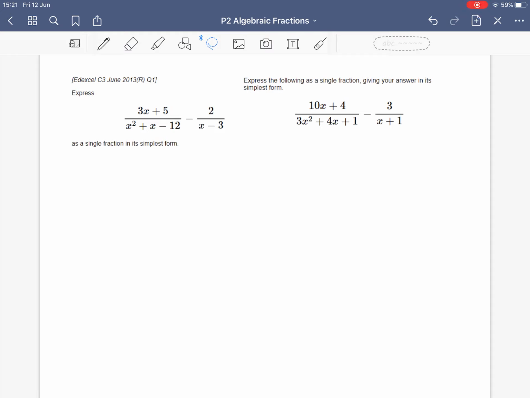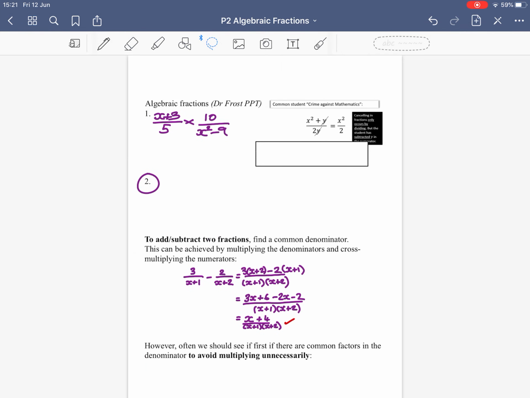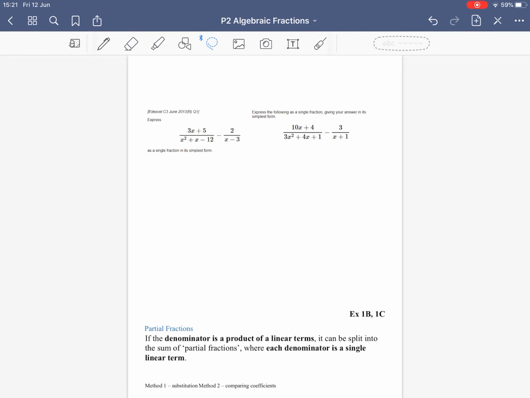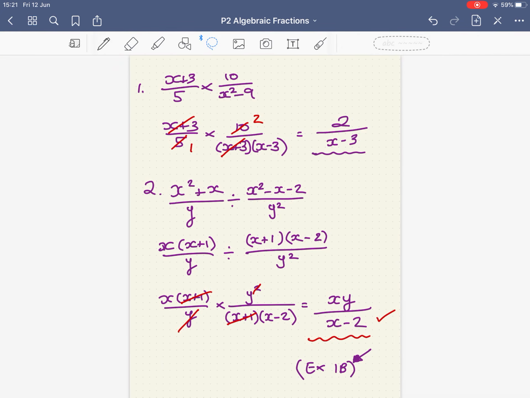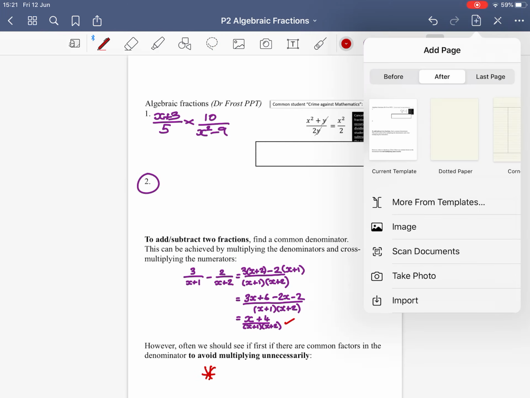Okay, I'm just looking at my other booklet where I seem to have another question. Have I missed one out, folks? Often we should see if there are common factors. Right, I think I've chopped a question out. So I'm going to pop it back in. So it's actually an example that comes down here. All right, so let's do that one.